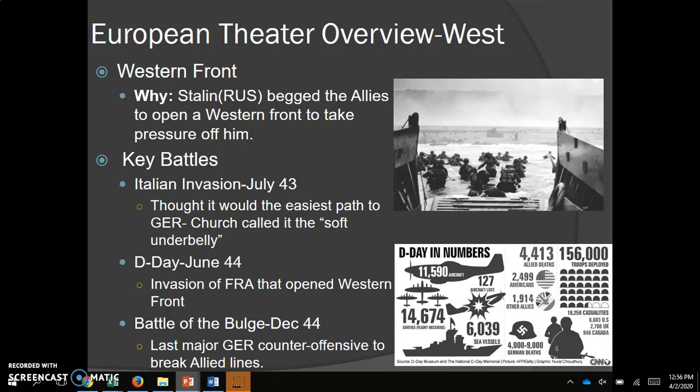Anyway, the Italians quickly fold, but Hitler reinforces the soldiers in Italy and is able to stop the advancement of the U.S. and British forces through Italy.